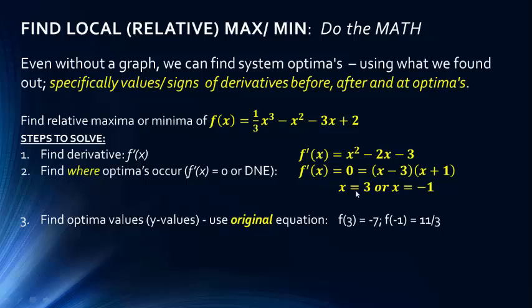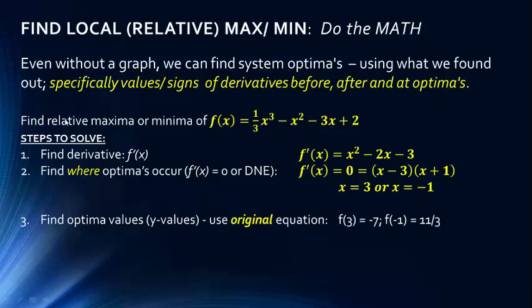Now it looks like I skipped a step here, and that is to actually find out what the optimum values are, which are always the y values. We should plug these values back into the original equation to find the actual y values there. And at x equals 3, we get negative 7. We're plugging these into the original equation because we want the absolute or the relative maximum or minimum, or the local.